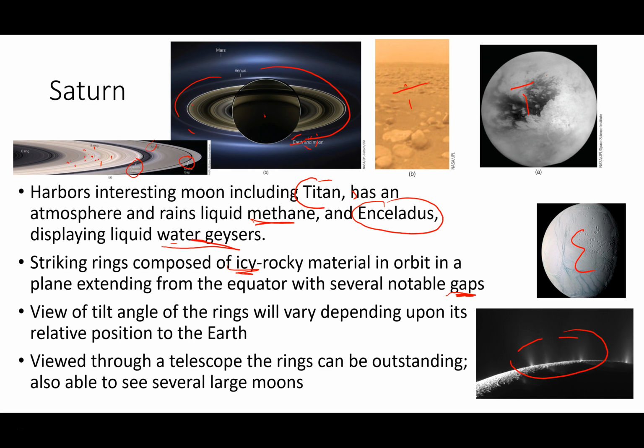That Saturn's axis of rotation is tilted, and so as Saturn orbits more slowly around the sun than Earth, we see a different perspective of this tilted rings. Viewed through a telescope, the rings can be outstanding, and we're able to see several of the large moons.